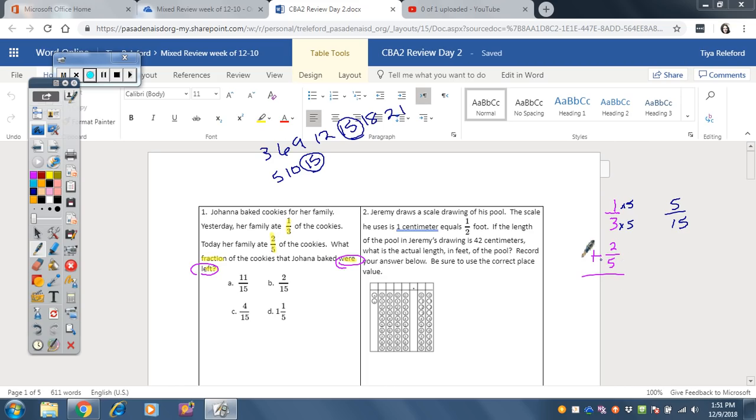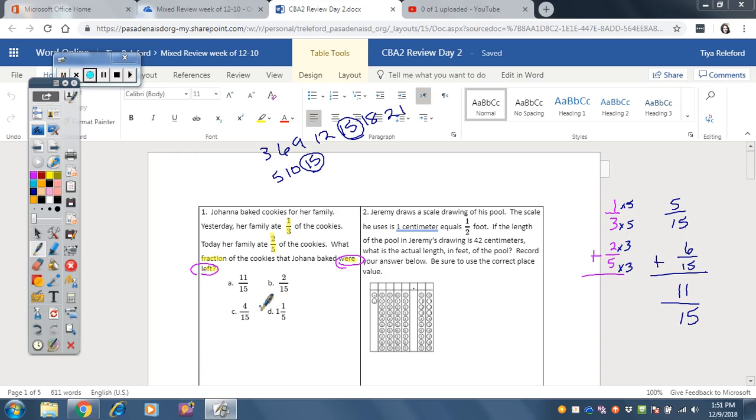And how do I go from 5 to 15? Times 3. And if you do it to the bottom, you have to do it to the top. So if I add this, 5 plus 6, I get 11/15, which is an answer choice. And I'm so excited it's there. I want to circle it.